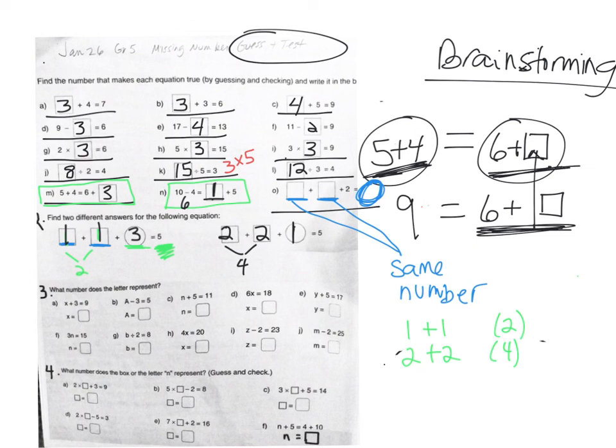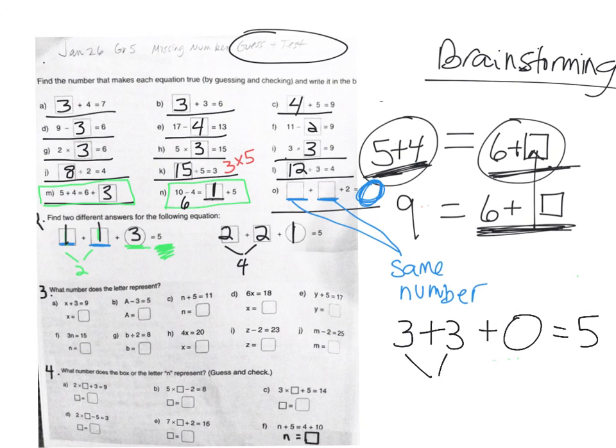Now, if you decided to try something larger than 1 and 2, it just simply wouldn't work out. If you did 3 plus 3 plus a second number equals 5, you would have a problem, because 3 plus 3 is 6. 6 added to anything, even 0, is not going to equal 5. It's going to be too big.